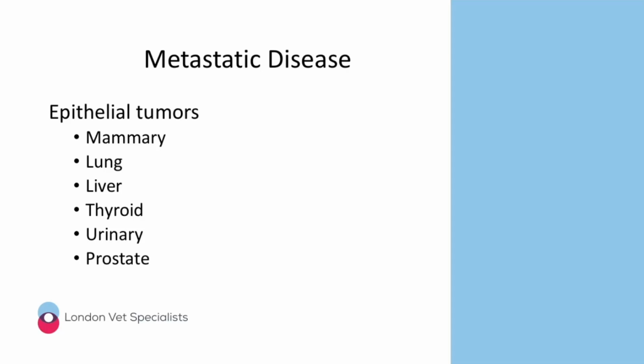The types of tumors that tend to metastasize to bone are epithelial tumors, so carcinomas originating from the mammary glands and the lung, the liver, the thyroid, the urinary system in general, and the prostate. They all can metastasize to bone. So if you have a patient that you know has a mammary carcinoma, for example, then certainly bone metastasis should be on the list of things that need to be ruled out, and that applies also to patients with things like thyroid carcinomas and prostatic carcinomas.